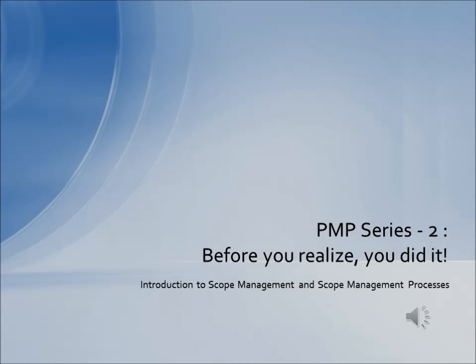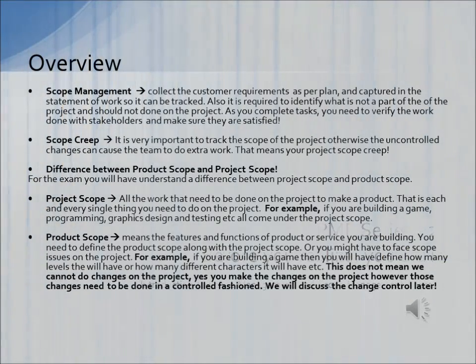In this episode of the PMP Series, we are going to discuss scope management and the scope management processes. Scope management is about managing the scope of the project. It involves collecting the requirements from the stakeholders and writing them down so that they can be tracked. It is also required to identify what is not a part of the project.